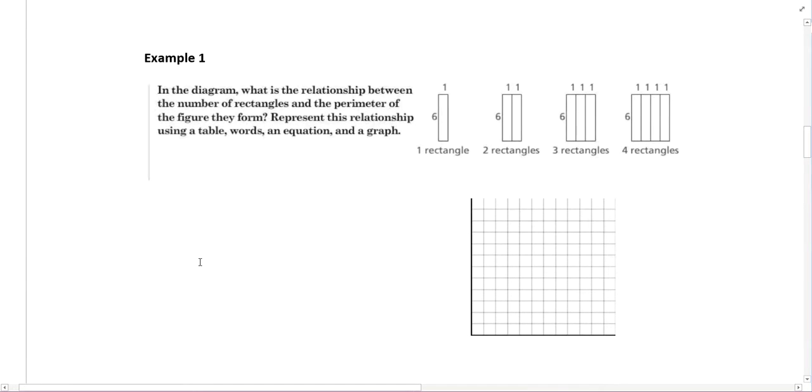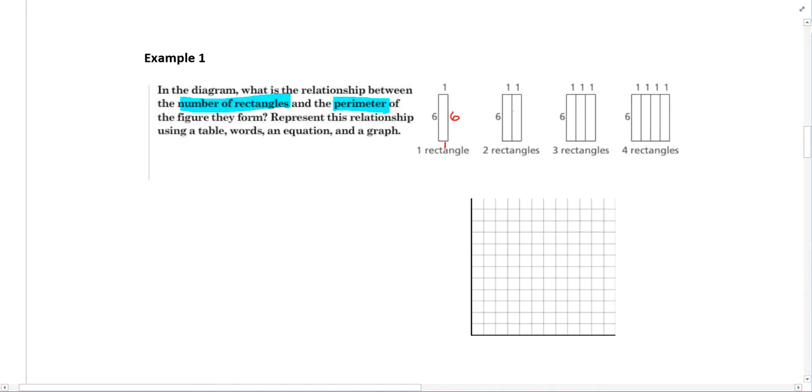Alright, let's look at some examples. I've got 2 examples of some word problems that are going to be linear. Okay, so we have a diagram. It says, in the diagram, what is the relationship between the number of rectangles and the perimeter of the figure they form? So let's take a look at this picture and see what they're talking about. Okay, so we have one rectangle. It's 6 by 1, which also means that this is 6 and this is 1, right? In rectangles, the opposite sides are the same.